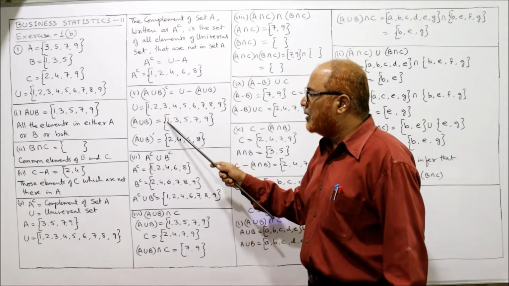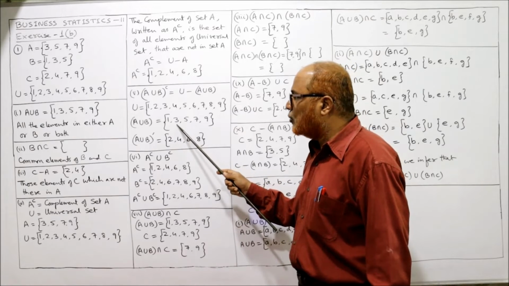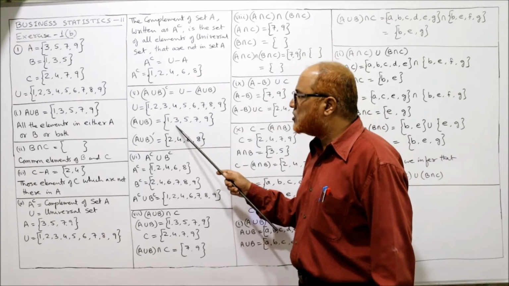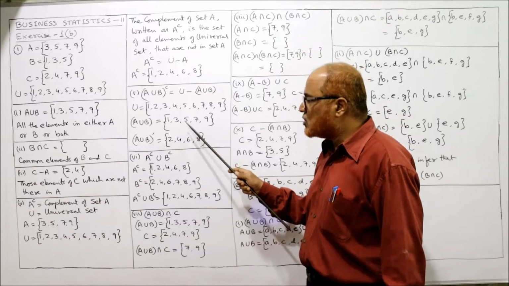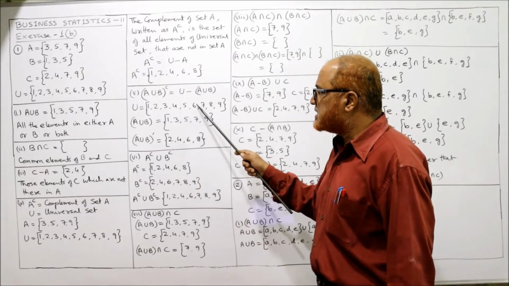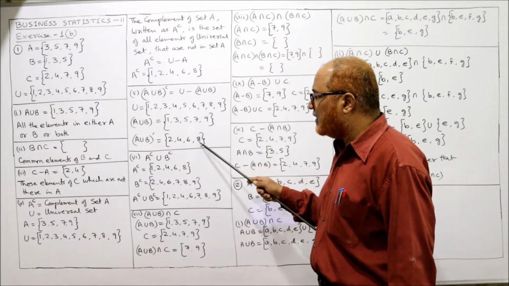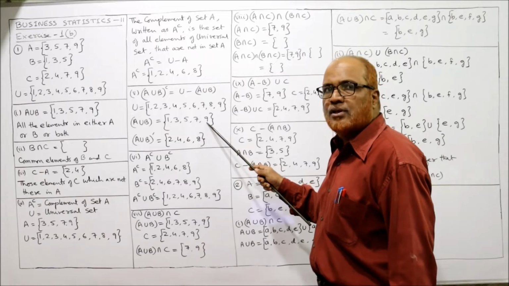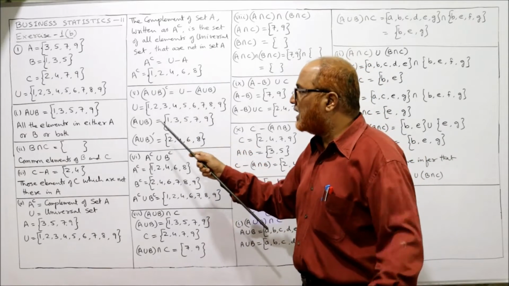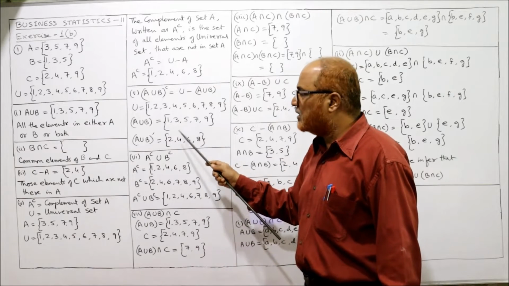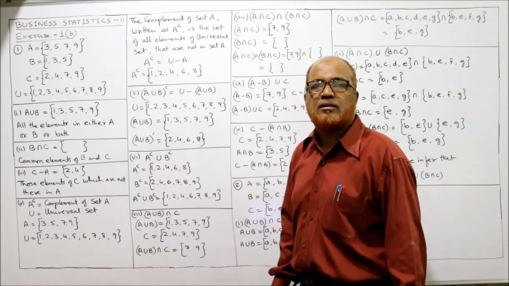1 is there in both, don't take. 2 is not there in A union B, we'll take 2. 3 is there, 4 is not there, so 4 we take. 5 is there, 6 is not there, we'll take 6. 7 is there, 8 is not there, we take 8. 9 is there. So whatever elements are there in universal which are not there in A union B, that will give us 2, 4, 6, 8, which is the A union B complement.